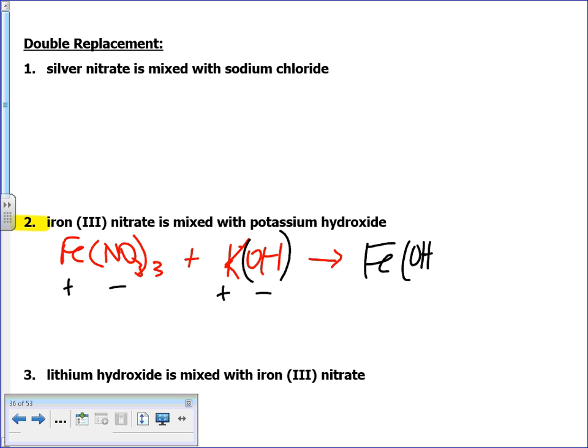Iron 3 hydroxide and potassium nitrate. You guys are speaking my language. Awesome. Okay, so then we have 3 nitrates here. How many nitrates here? 1. So I need 3 here. 3 potassiums, and that gives me 3 hydroxides. I already got 3 hydroxides. I got 1 iron and 1 iron.